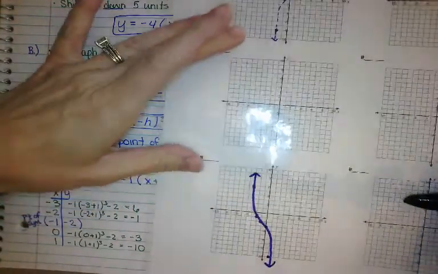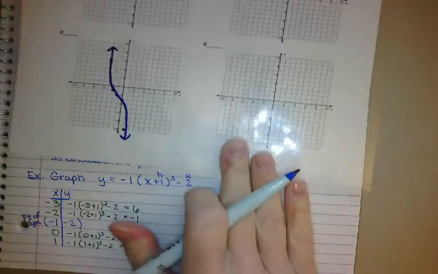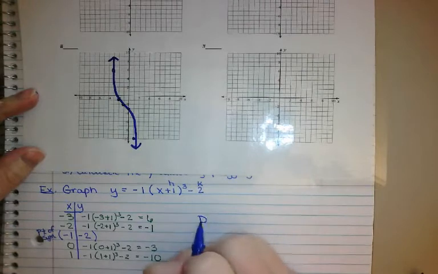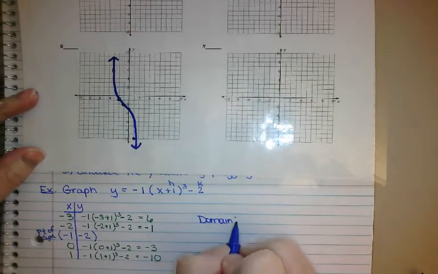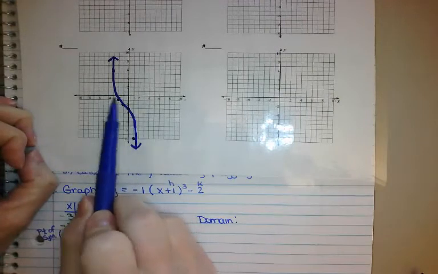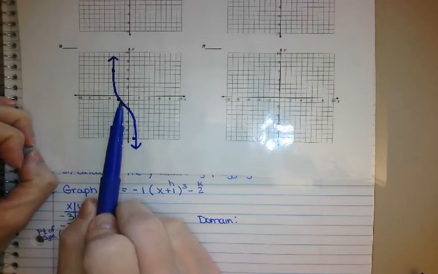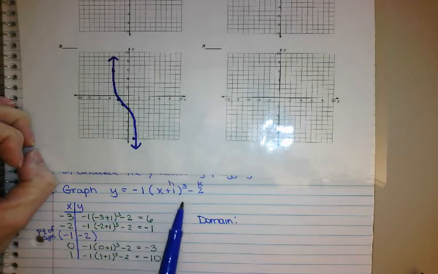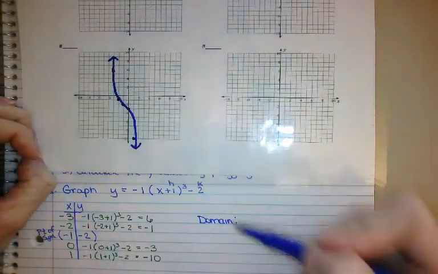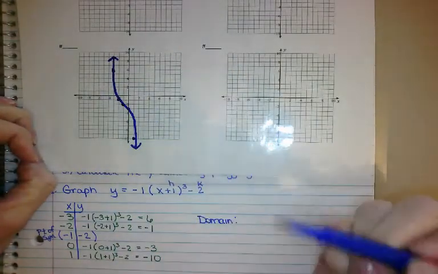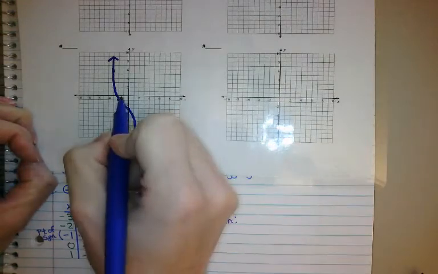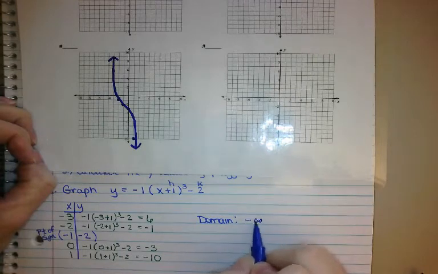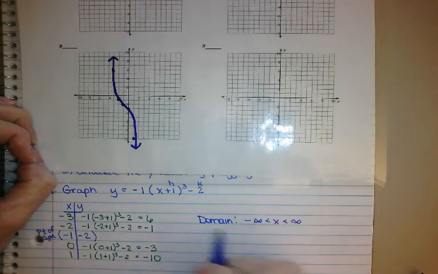Also, I want to state my domain and range. If I look at the domain of this function, the domain is asking what this graph is doing left and right. Is it always going to keep going to the right? Yes. It's going right and down, but I'm only worrying about left and right for domain. Is it always going to keep going to the left? Yes. So the domain is negative infinity to positive infinity.